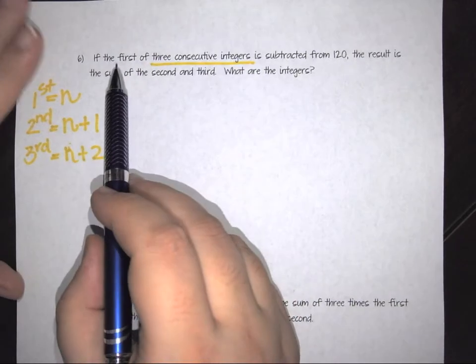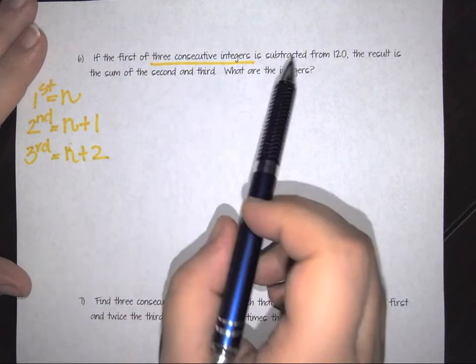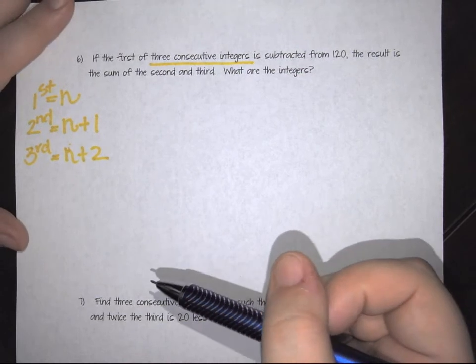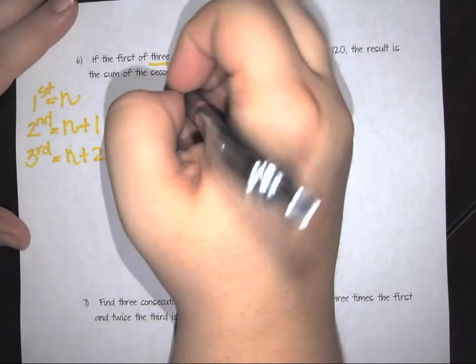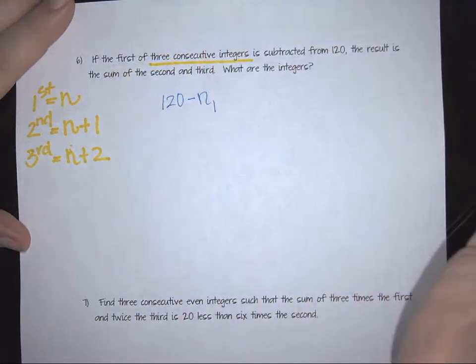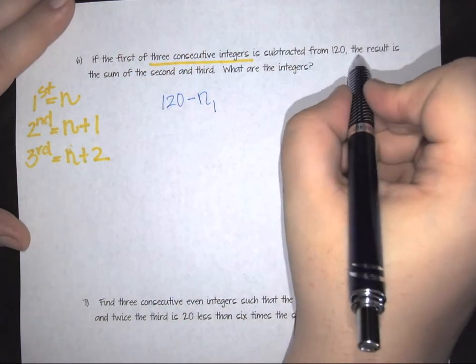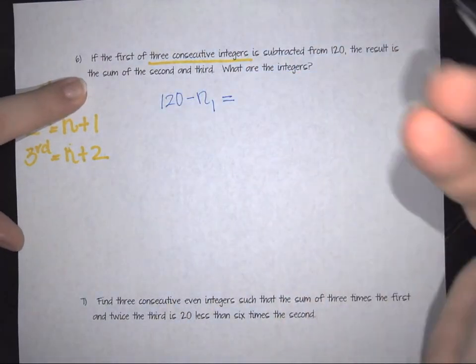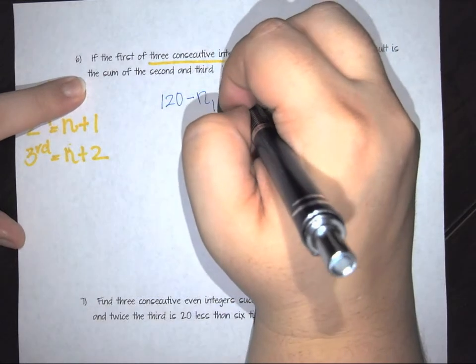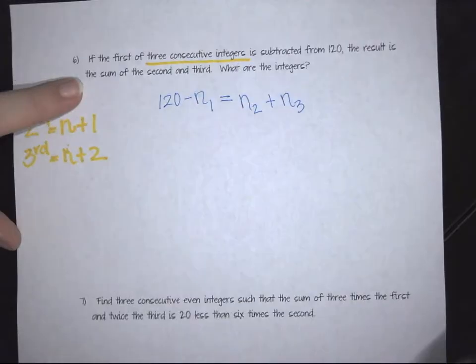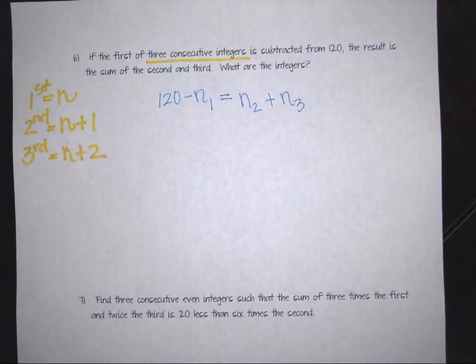So now we have, if the first is subtracted from 120. So essentially what that means is we have 120 minus my first integer, and then it says the result is, so that equals the sum of the second, so my second integer, plus my third. Once you figure out the base formula, you can then plug in the information you know.